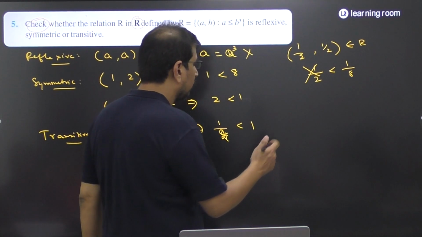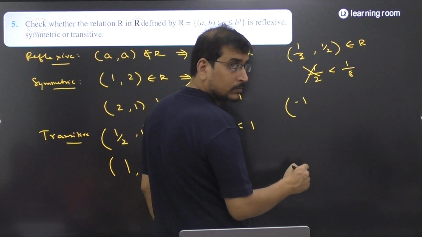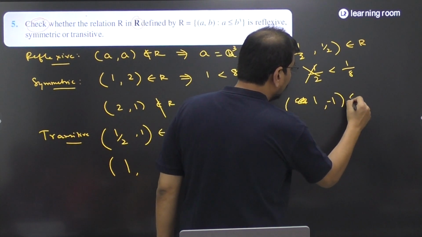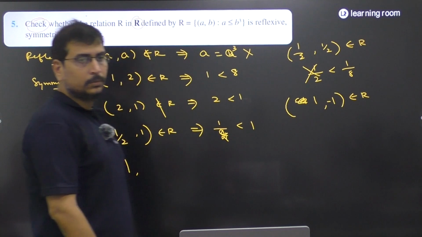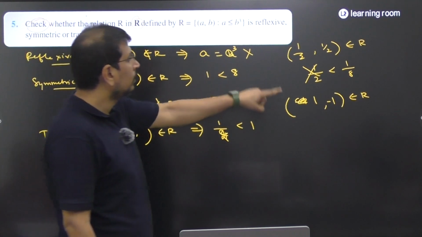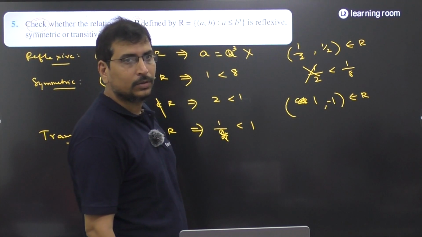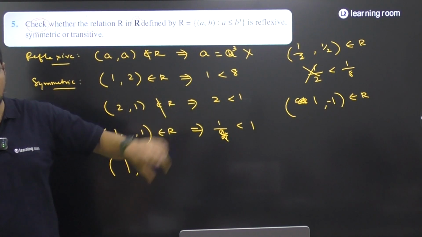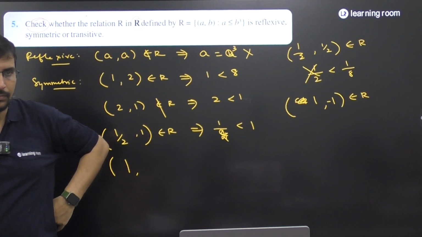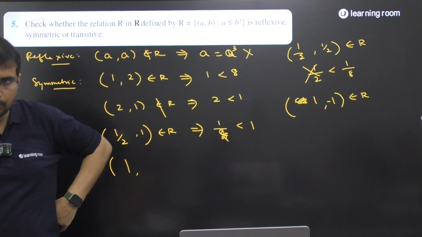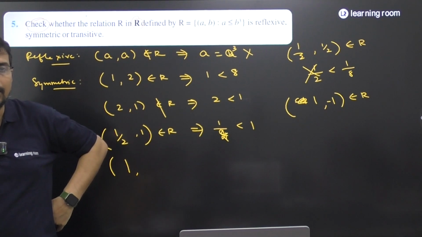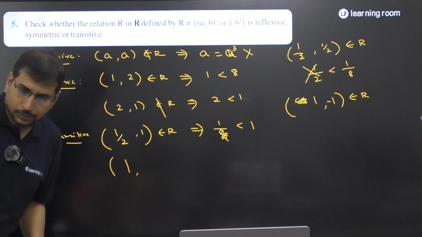So the numbers minus 1 comma... You want to take (1, minus 1). So (1, minus 1) belongs to R. But check, how is 1 less than minus 1 the whole cube? Cube will have a minus. So you can take (minus 1, 1). Are you able to think? Think of fractions.